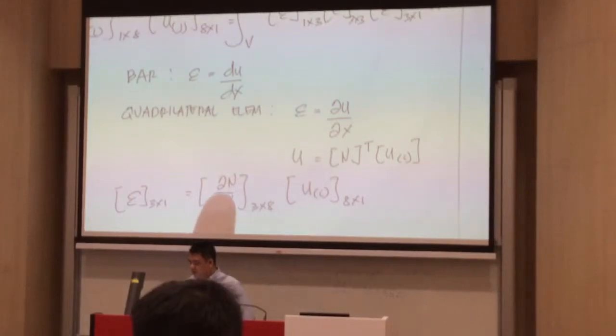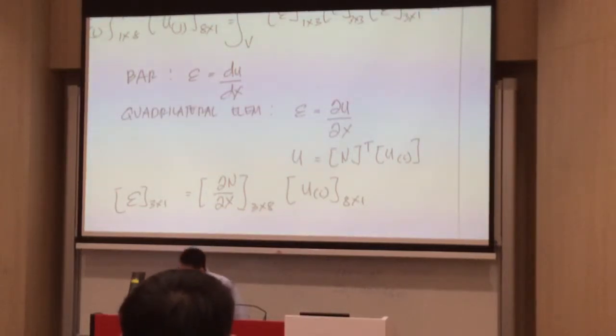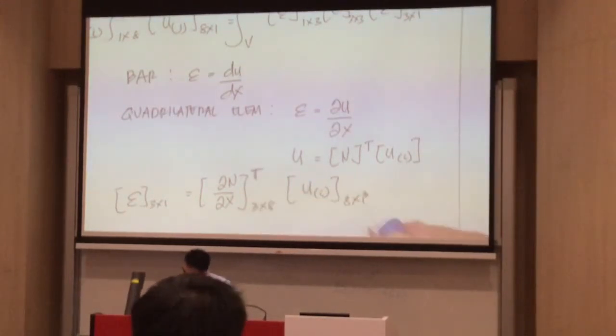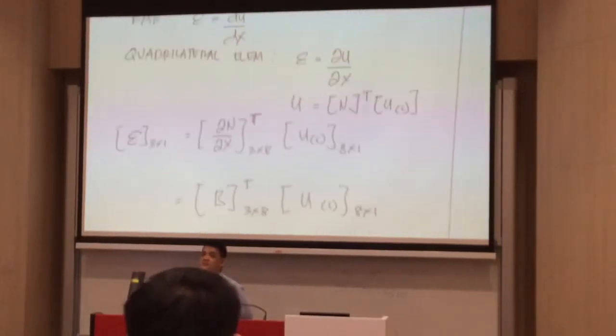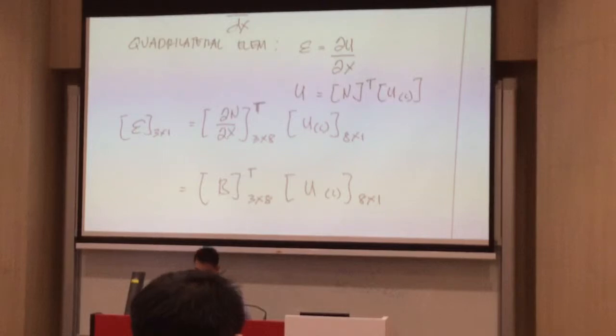So this partial derivative of that shape function or geometric shape function with respect to x is equal to your strain displacement matrix, sorry, that's B transpose there, 3 by 8. Then you have now here your ui, 8 by 1.